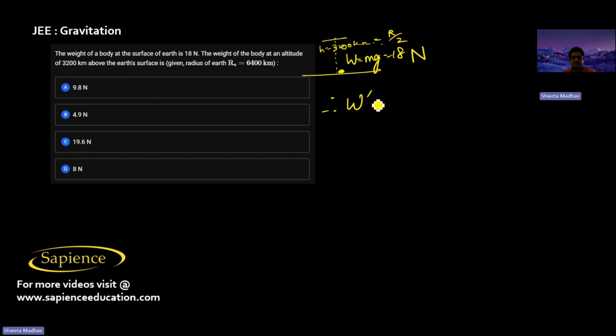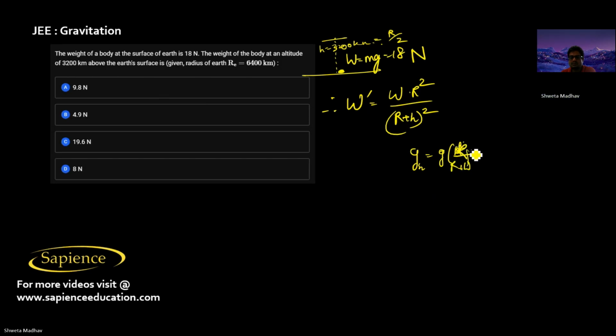Therefore, the new weight at that height will be given as W dash equal to W into g dash by g, which is W into R square by R plus h whole square. Since we know that g at a height h is given as g into R square by R plus h whole square.